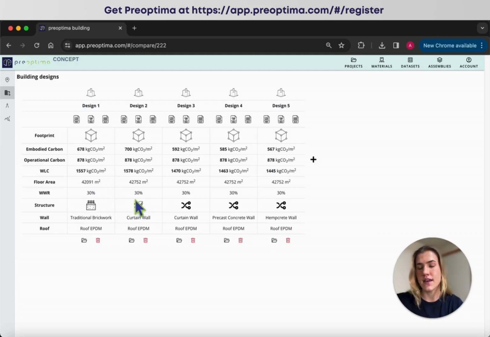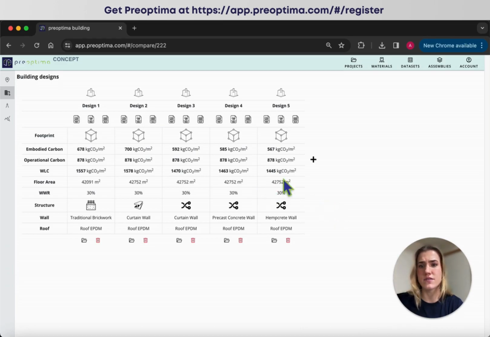I then went and played around with a few different options. So I looked at a steel structural system with a curtain wall that increased my embodied carbon. I looked at a hybrid system, which is a steel frame with CLT flooring and a curtain wall that decreased my embodied carbon by quite a bit. Stuck with hybrid, looked at a precast concrete wall, decreased my embodied carbon further, and finally I looked at a hempcrete wall, and that gave me my lowest embodied carbon footprint for these different design iterations.